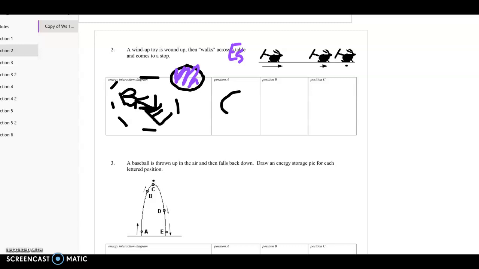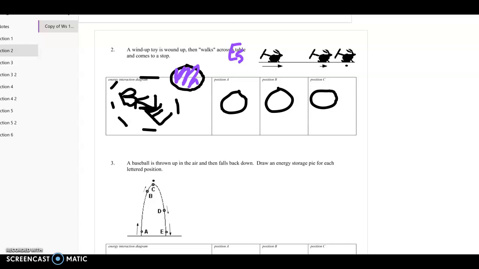Okay, so then I've got a circle here and a circle here and a circle here. And so what's happening is that in this place the bunny is moving and the spring is wound up. What walks across the table and comes to a stop? Well, if it comes to a stop, there must be friction, because if there weren't friction, it would just keep on going.